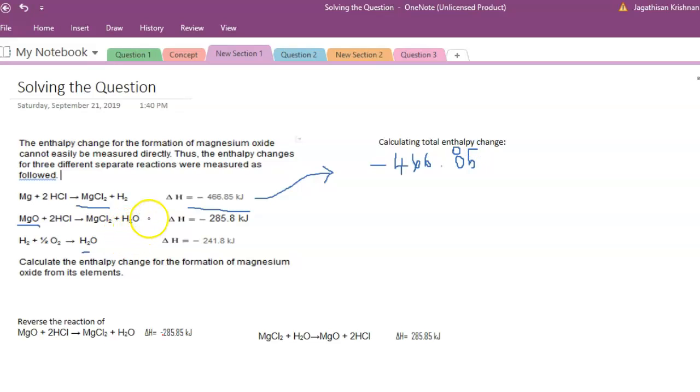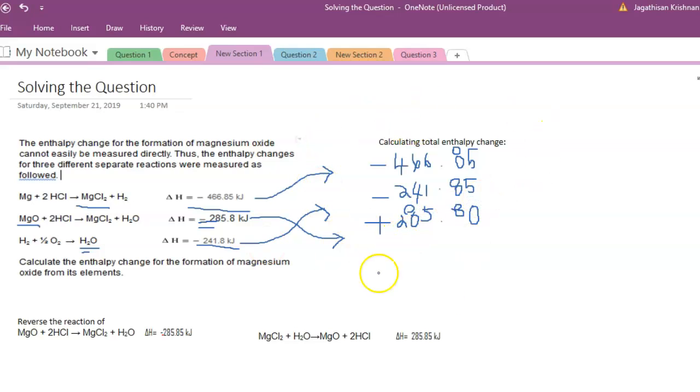Next, we need water. In the third equation here, it's producing water and 1 mole, so we don't have to times it by any constant, and we just take this value here, negative 241.8. Now finally, we need to make magnesium oxide. However, here, the value given to you is to form magnesium chloride and water, so we need to reverse the equation. And remember, when we reverse the equation, we change the sign here from negative to positive. It's positive 285.8.